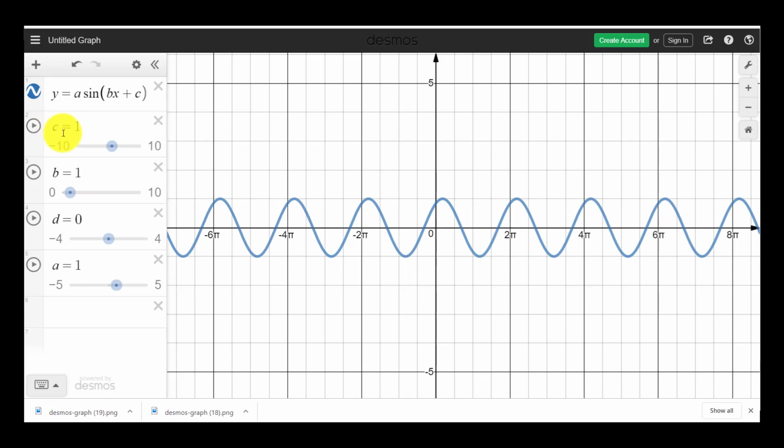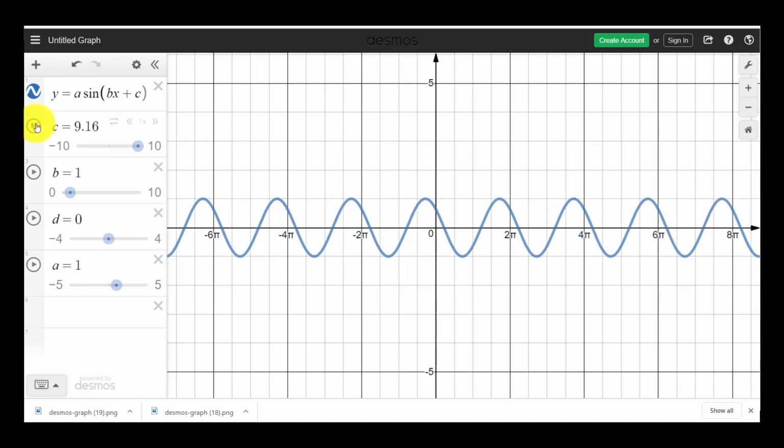Because remember, a and b were multiplied. A was multiplied on the outside, so it was vertical. B was multiplied on the inside, so it was horizontal. And they're both dilations. D is added on the outside, so it's a vertical translation. C is added on the inside, so it's a horizontal translation. Let's have a look what happens. Oh, magic. So it is translating.